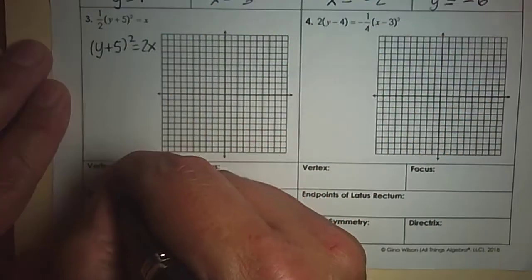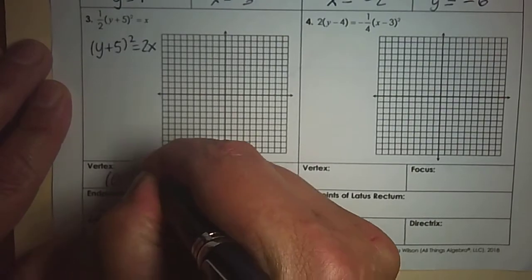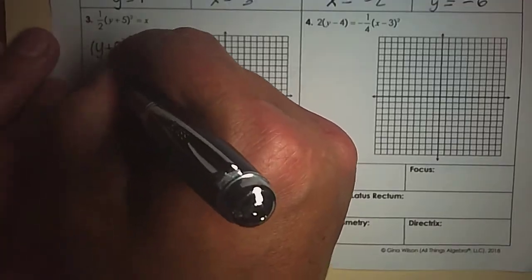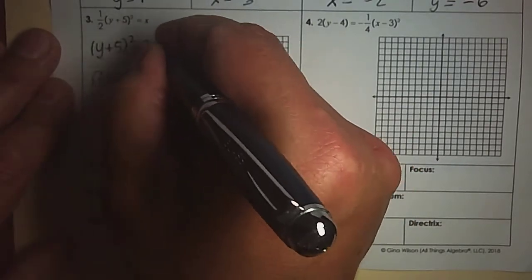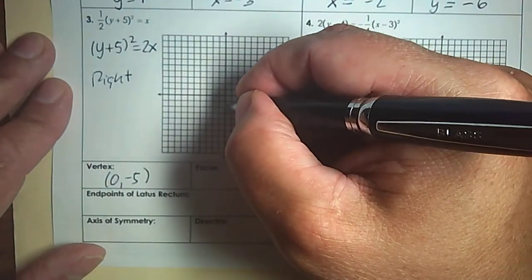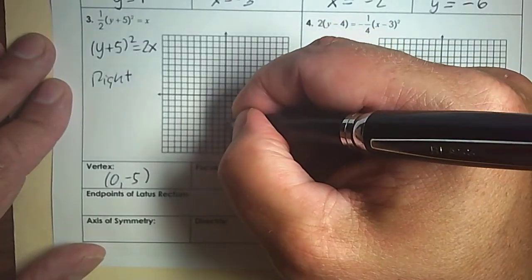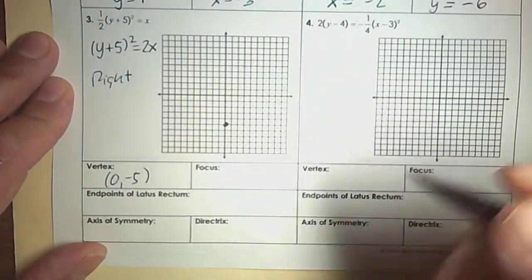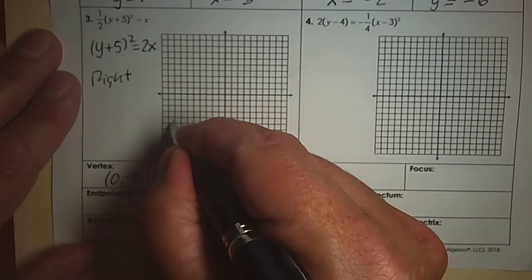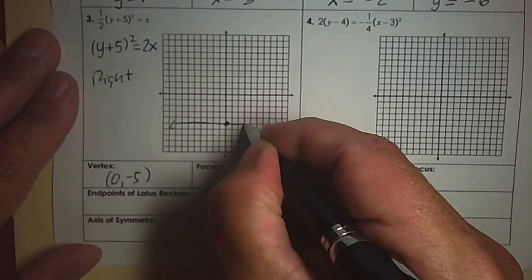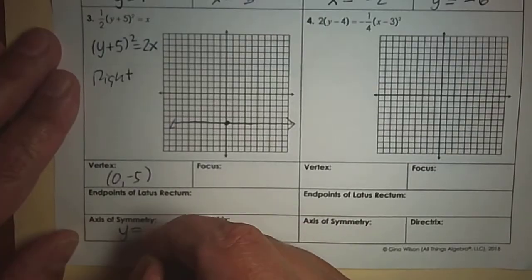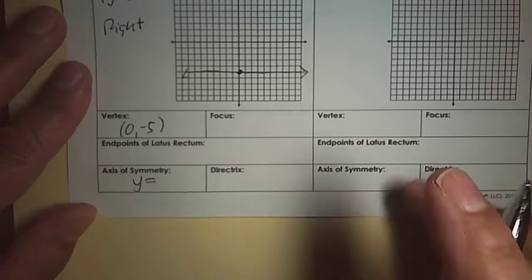All right, the vertex is at (0, -5). I know that this opens up to the right because y is squared and it's positive on the right side. So I'm going to find (0, -5). 1, 2, 3, 4, 5. There it is. I know that the axis of symmetry, because it opens horizontally, goes horizontal. And that would be y equals -5.